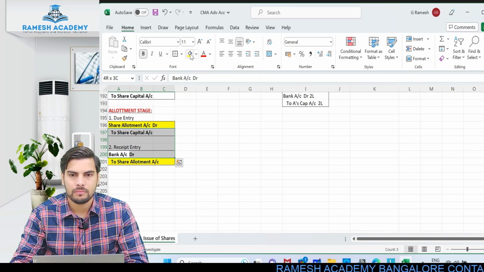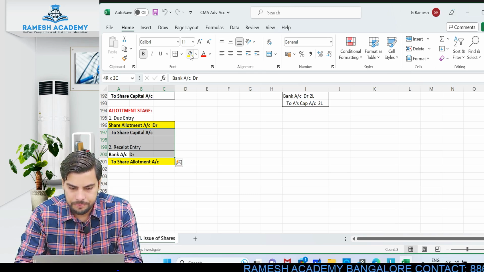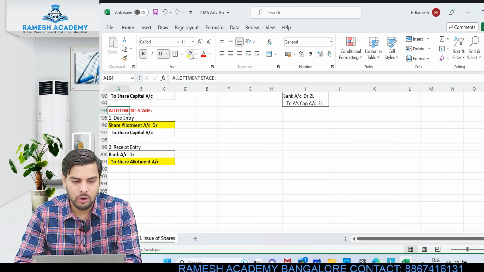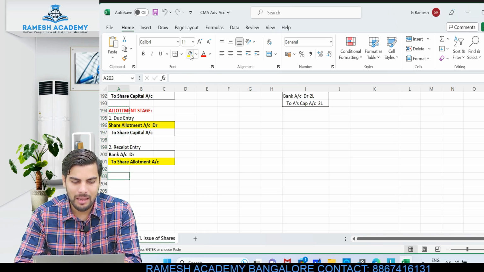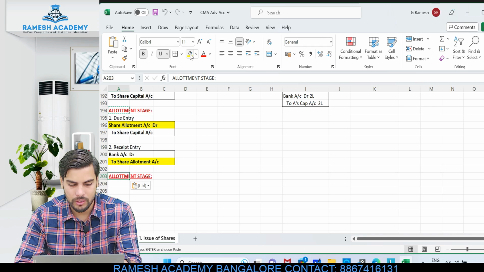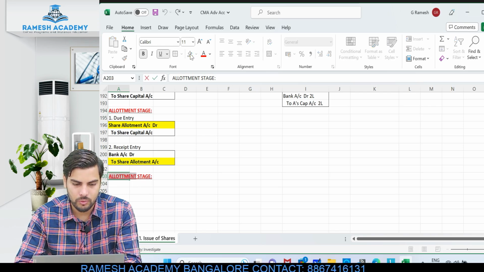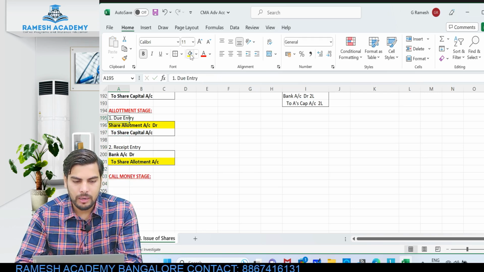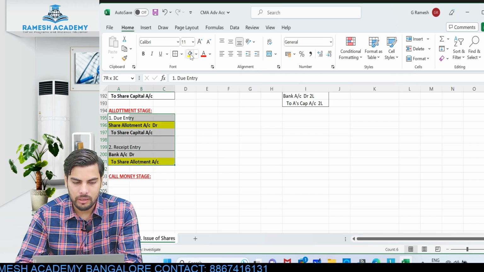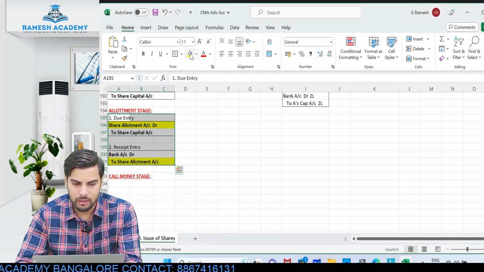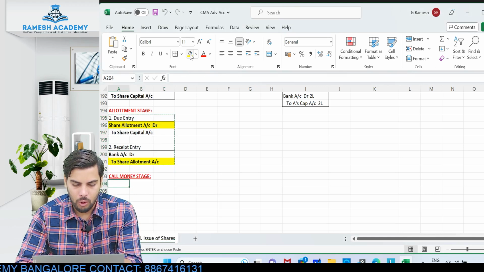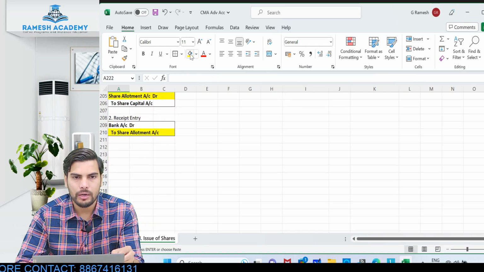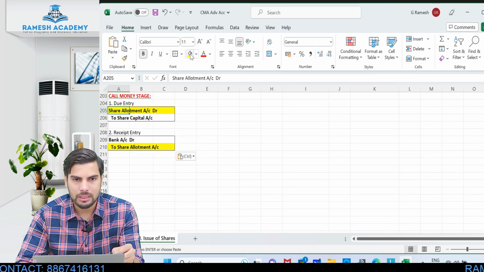Clear? Okay. Now, when it comes to the third stage, what is the third stage? The third stage is the call money stage. The same entries, guys, nothing would change. Again, we need to pass the same due entry and the receipt entry. Look at this, I'm just copying and pasting over here. Only thing is, instead of calling it share allotment account, you will be calling it share first and final call.